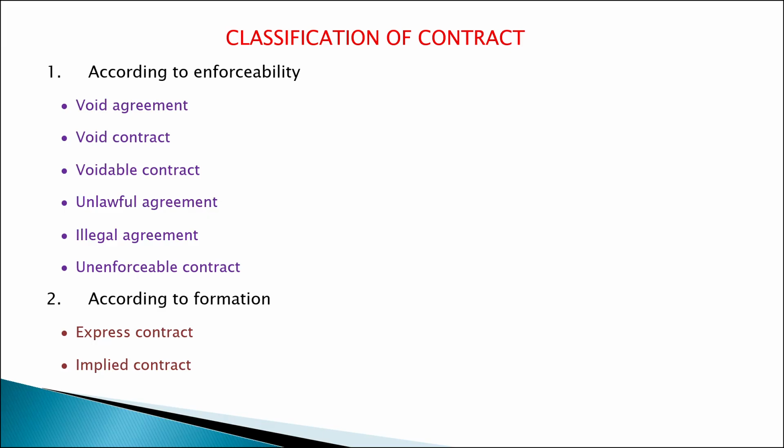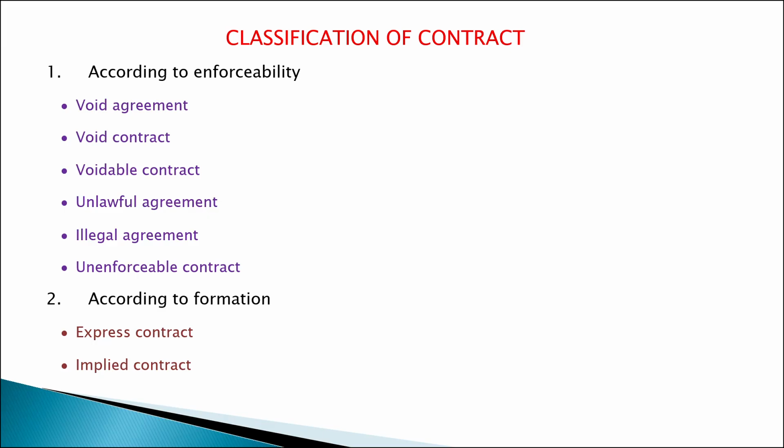A void contract cannot be enforced by either party. A voidable contract is valid until it is avoided by the affected party. A void contract was valid when it was made, but due to subsequent happenings, it has become void. That is unenforceable. Voidable means a voidable contract is valid until it is avoided or rescinded by the affected party. Such a party, however, has to avoid it within a reasonable time.